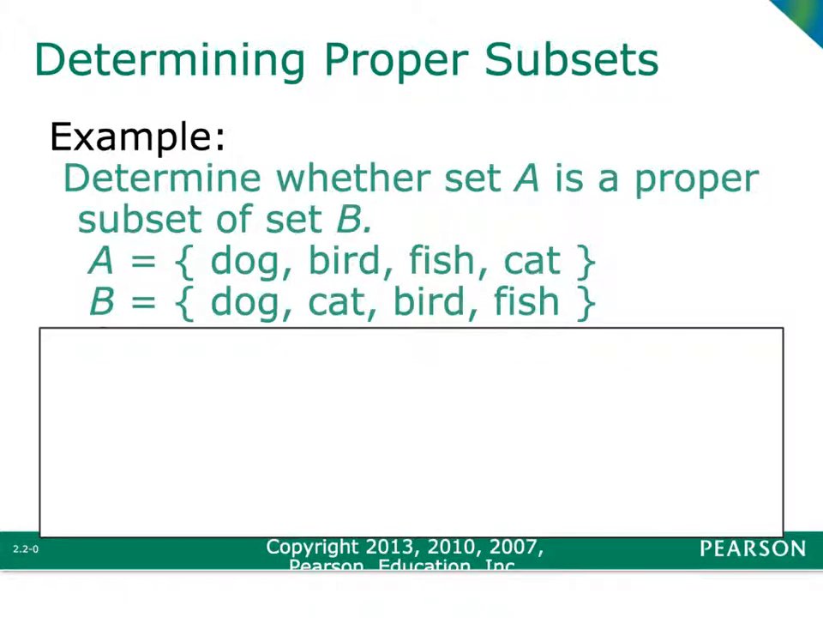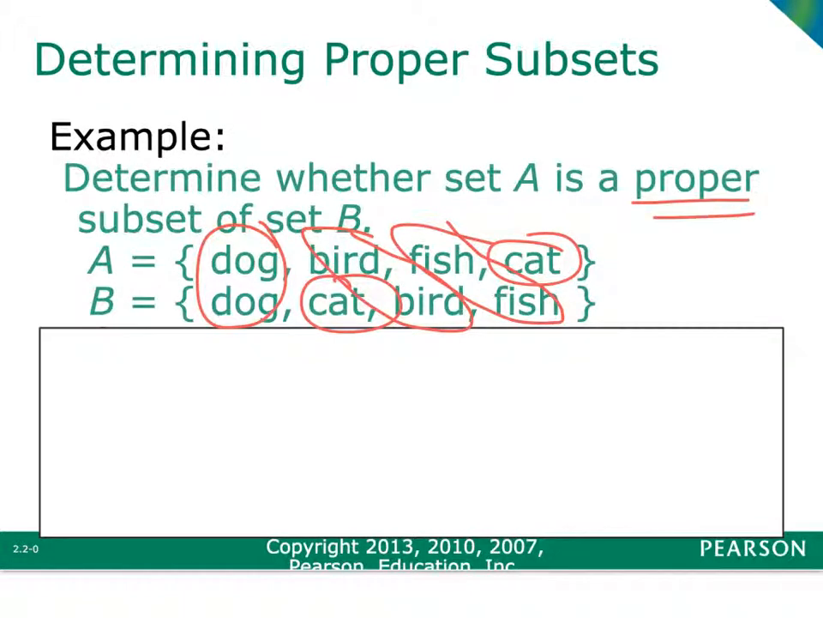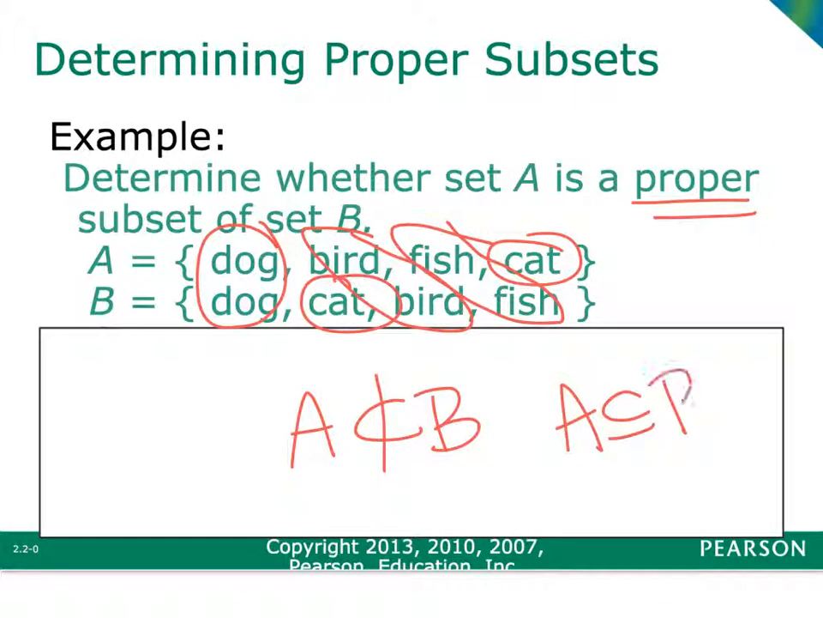Another example, determine whether set A is a proper subset of B. A has elements dog, bird, fish, cat. B has elements dog, cat, fish, bird. So notice that they both have the dog, they both have the fish, they both have the bird, and they both have the cat. And in fact, they are equal to each other. That's not okay if you want a proper subset. So A is not a proper subset of B. Now, if I just asked you, is A a subset of B? You're fine. A is a subset, but it's not a proper subset because they're equal.